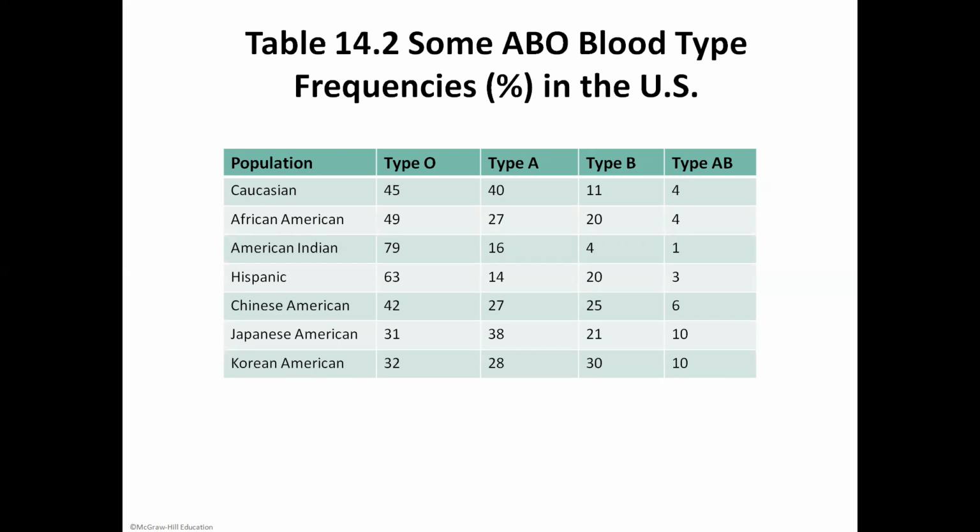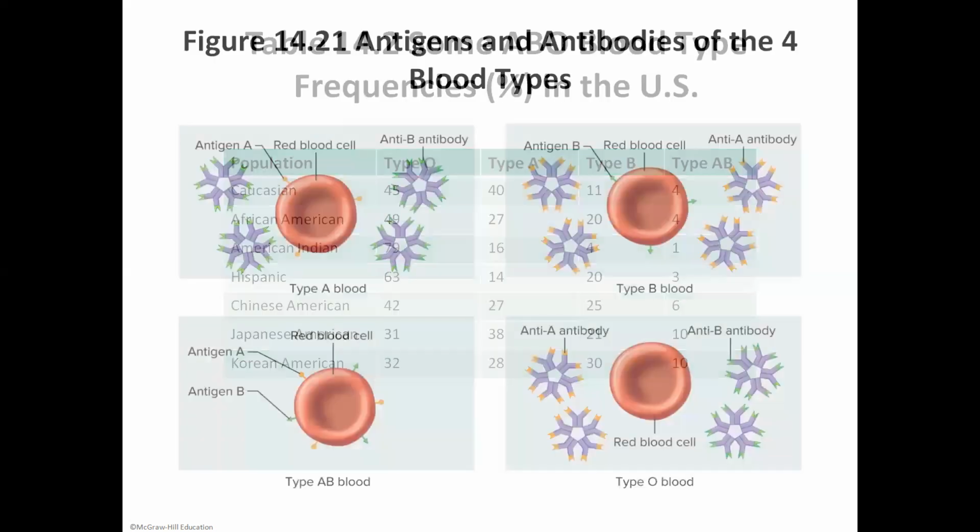And again, if you guys are ever interested in this, I have a wonderful book called The 7 Daughters of Eve. I think I mentioned it before with mitochondrial DNA. They also discuss blood typing as well.